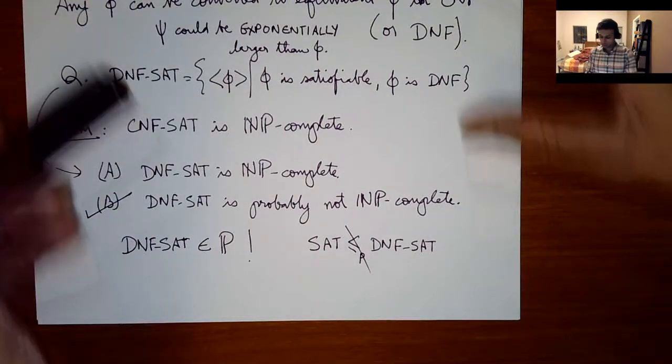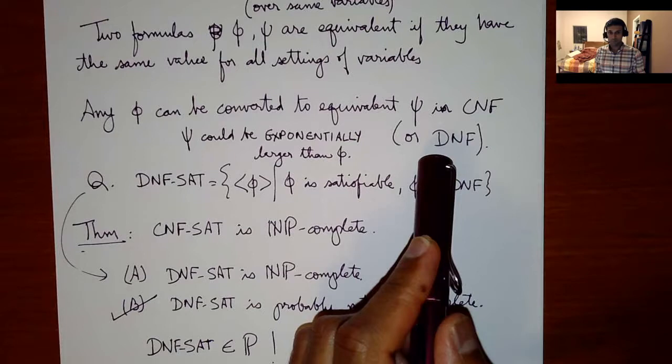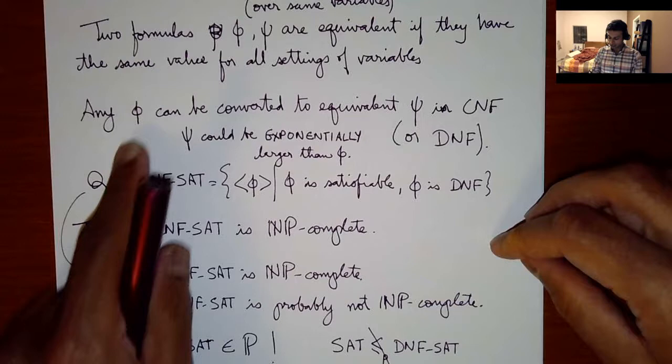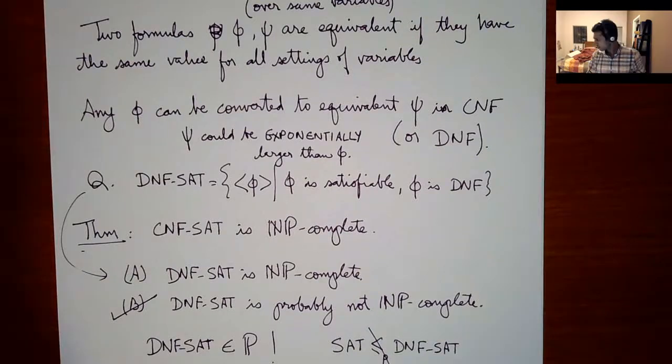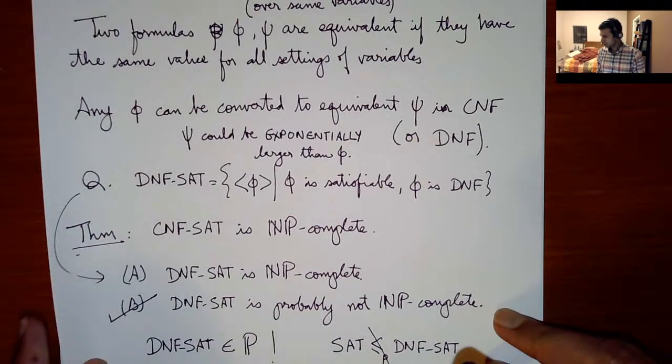You use the distributive law, but the distributive law could blow up the size of the formula. And that's why the fact that CNF SAT is NP-complete is non-trivial, because given any phi, I could convert it to CNF, but maybe it's going to blow it up. Does this make sense? Please ask me questions if this is not clear. So I need to do something more to prove that CNF SAT is NP-complete.